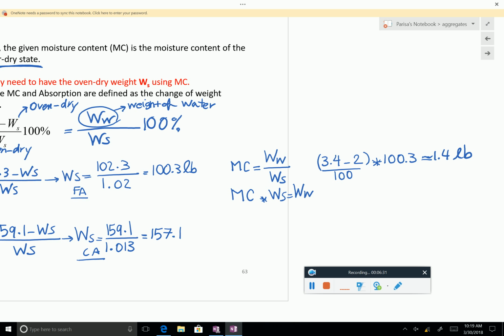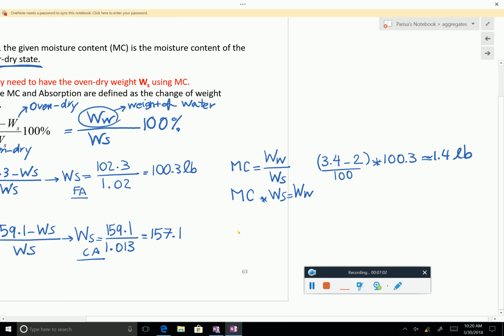You could have the condition if you had 5%, if your aggregate was delivered with 5%, then you had to consider 5 minus 3.4, and that would be the amount of water that you would have to subtract from the water that you would calculate for workability and other properties of concrete mix. Does what I said make sense to everyone?